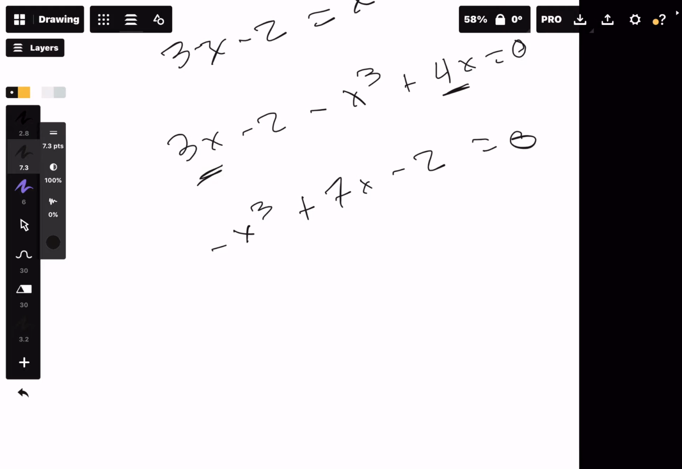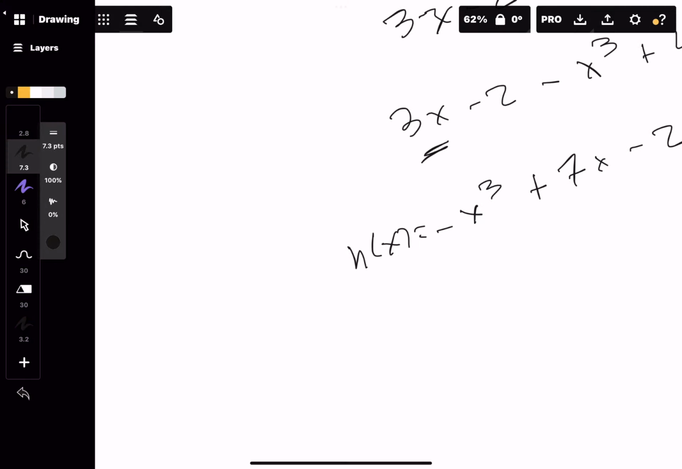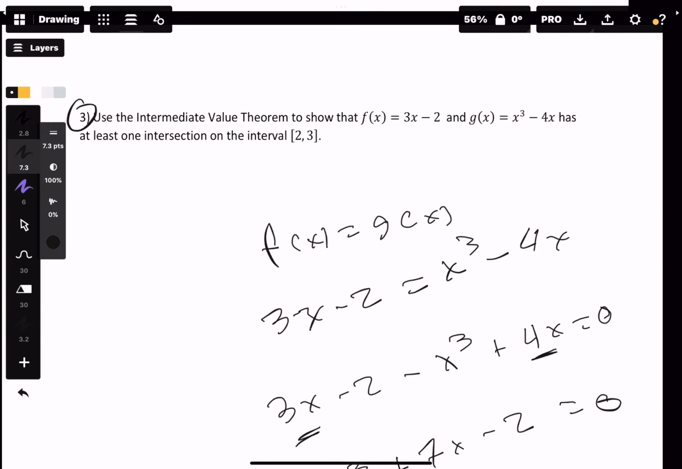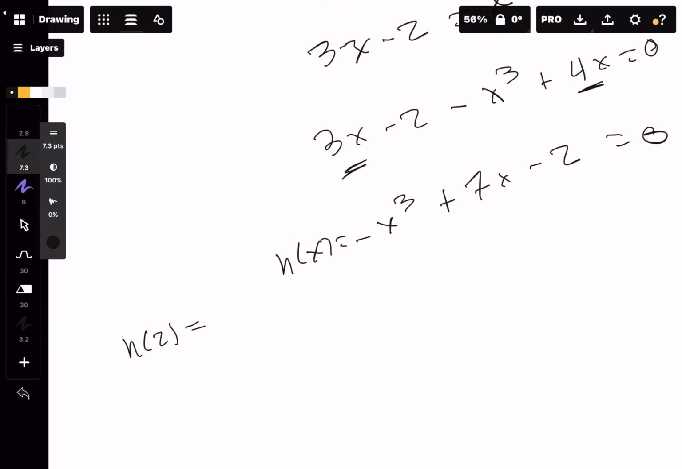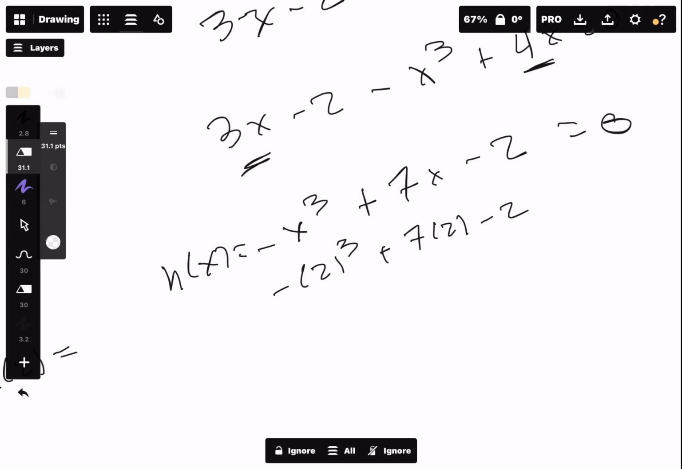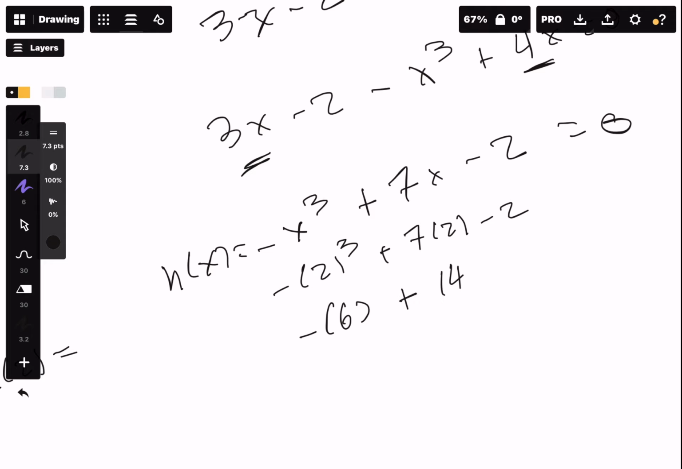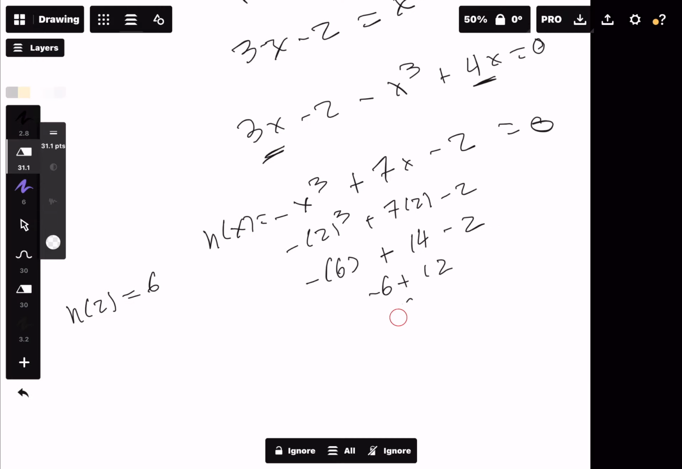Now we set this equal to 0, and we let this equal h of x. Now we have to find the lower and upper bound of this interval. So let's let h of 2 equal negative 2 cubed plus 7 times 2 minus 2. 2 cubed is 8, so that would be negative 8 plus 14 minus 2. This goes 12 minus 8... it's going to be 4 plus 2, and it's going to be 4. There we go. We have that.